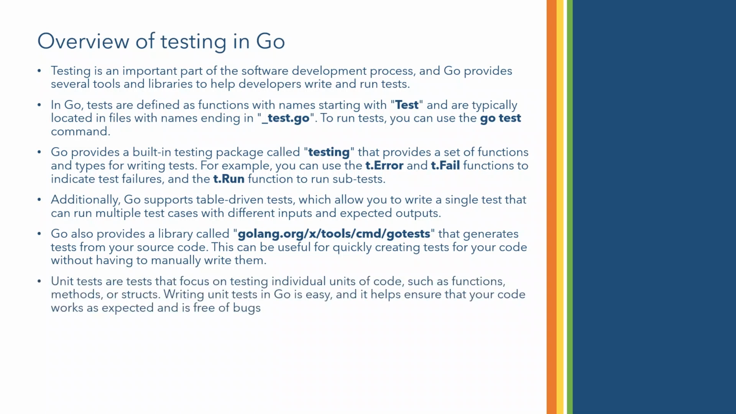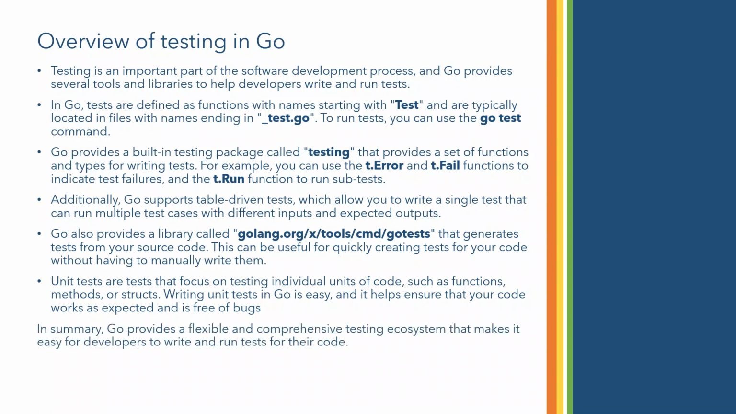Unit tests are tests that focus on testing individual units of code, such as functions, methods, or structs. Writing unit tests in Go is easy, and it helps ensure that your code works as expected and is free of bugs. In summary, Go provides a flexible and comprehensive testing ecosystem that makes it easy for developers to write and run tests for their code.